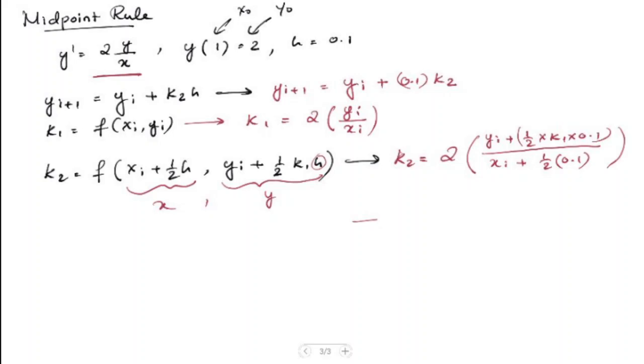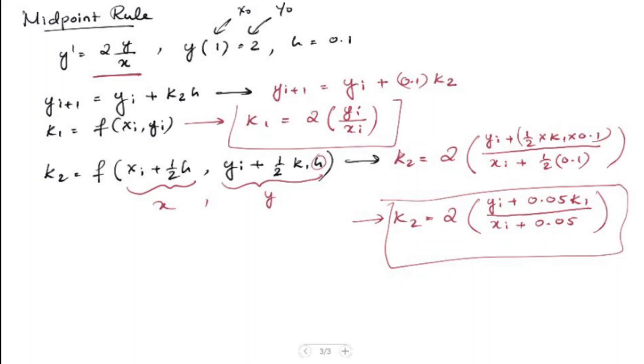Now this could be made easier to look at. So we have 2 times yi plus, when you multiply half times 0.1 you get 0.05 times k1, divided by xi plus half times 0.1, which is 0.05. So that's k2 for us, the equation we'll use to solve. k1 is here and yi plus 1 is here. So these are the 3 equations that we'll use from now on. Maybe I'll copy them to the other page so it's more visible.